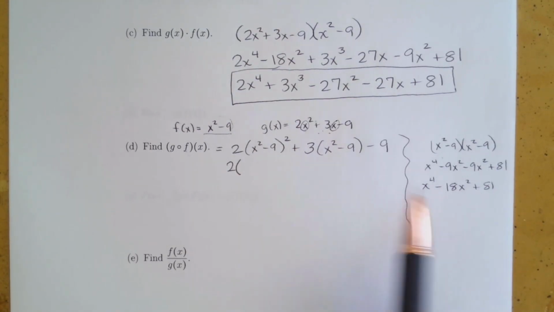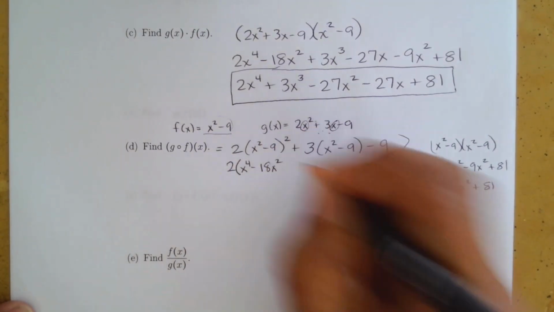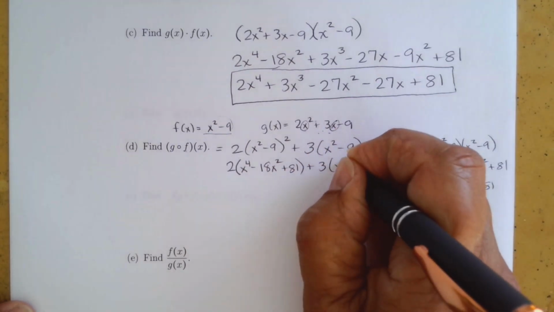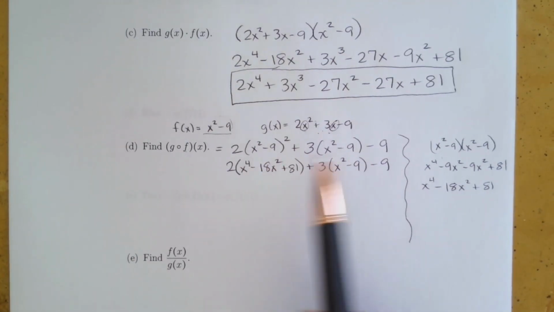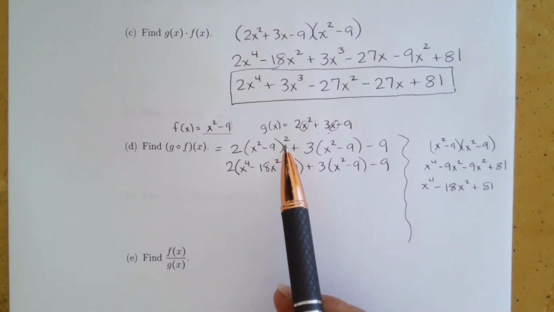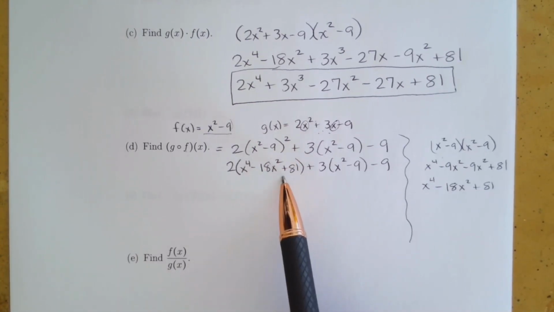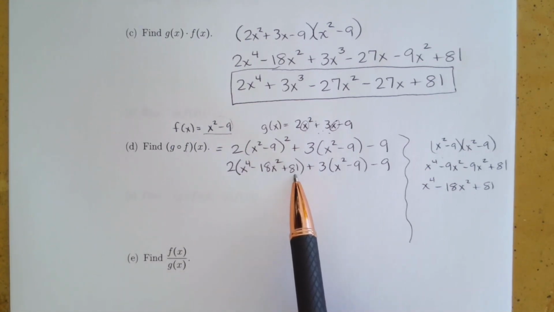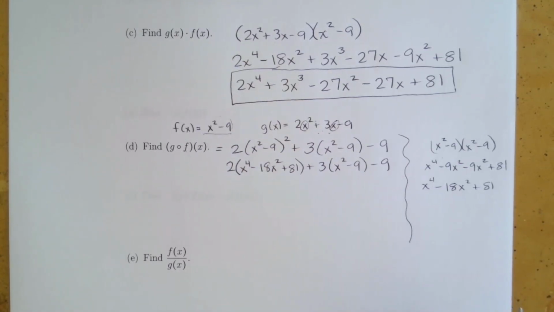So I'm going to put this right here: x to the 4th minus 18x squared plus 81. I'm going to leave everything else the way it was. The first thing I could do in this problem was square; you always do powers first. I just left everything else the way it was. Now the next thing you're going to do is multiply. We're going to multiply 2 times each of these terms, and we're going to multiply 3 times each of those, and then the minus 9 will stay at the back.